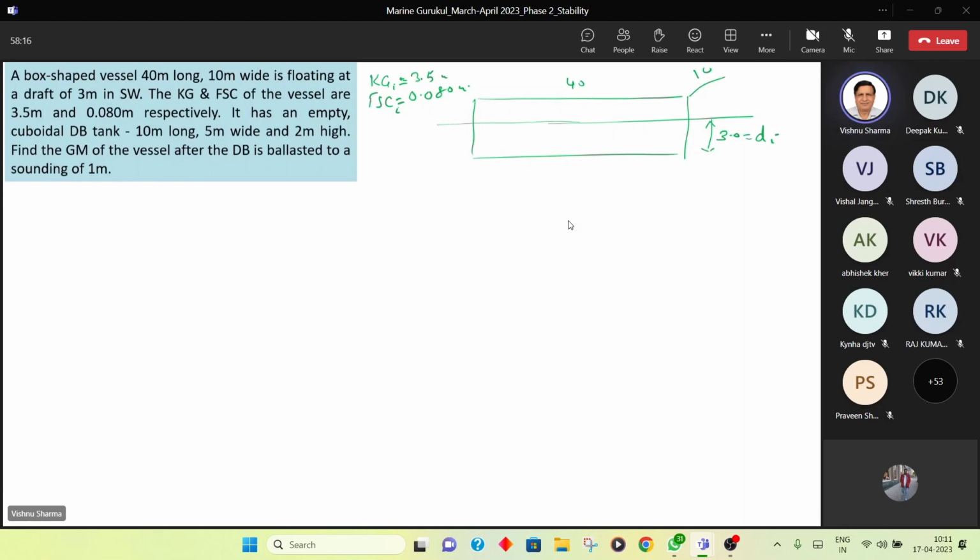Okay. I'm sure with this, since she is floating in sea water, we know the dimensions of the box-shaped vessel, we can get the initial displacement. Can you get the initial displacement and give me the value? If somebody is not getting it, then only I'll explain. Guys, can you get the initial displacement? Write down the step and get it and tell me the value.